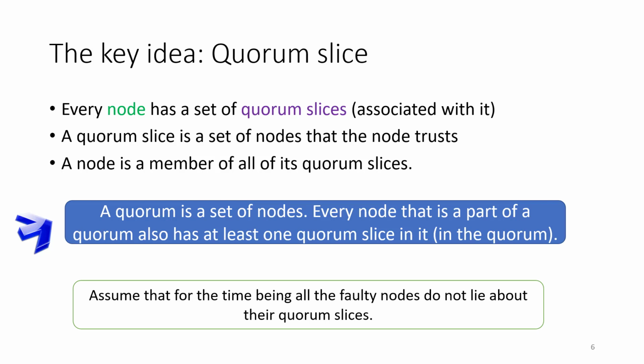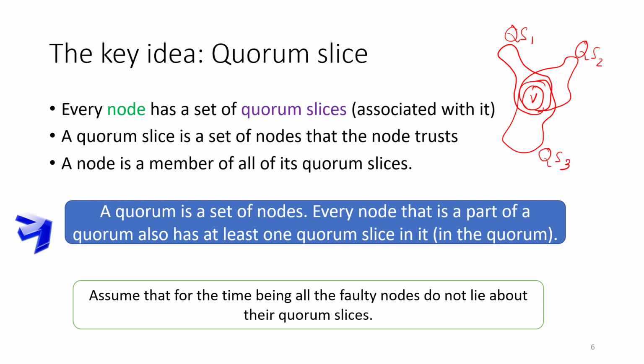So what is the key idea? The key idea is that every node trusts a set of nodes. So if this is one node, you create a quorum slice. This could be a quorum slice. This could be a quorum slice. Of course, a node has to be a part of its quorum slices. So you can say that in this case there are three quorum slices and the node is a part of all three. Of course, because every node has to trust itself, and a node can be a part of multiple quorum slices, right? As you can see over here. And a quorum slice informally is a set of nodes that the node trusts, and a node is a member of all of its quorum slices, right?